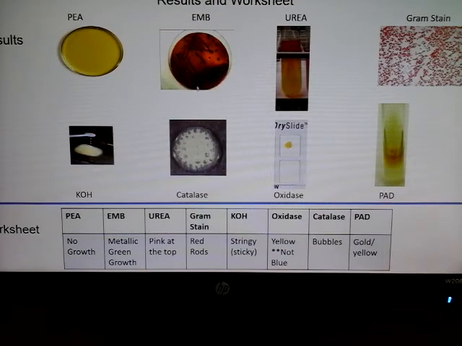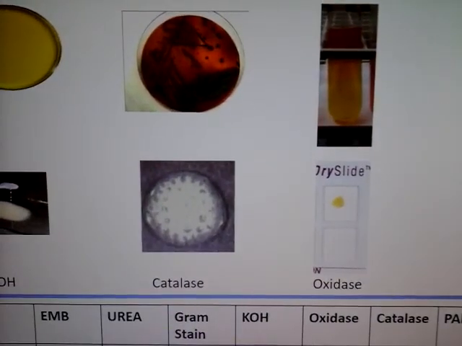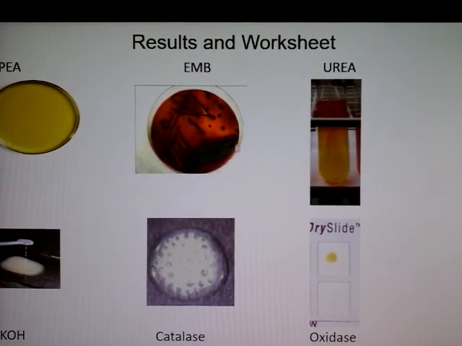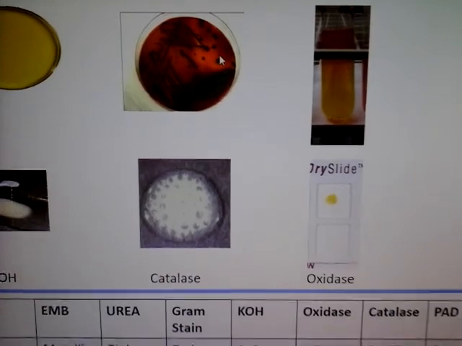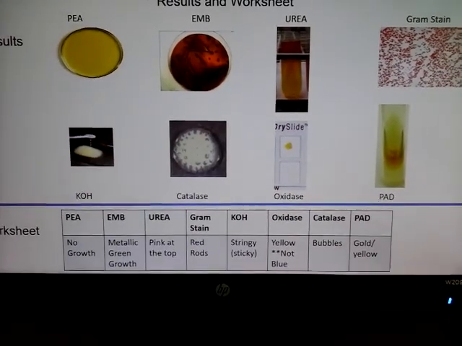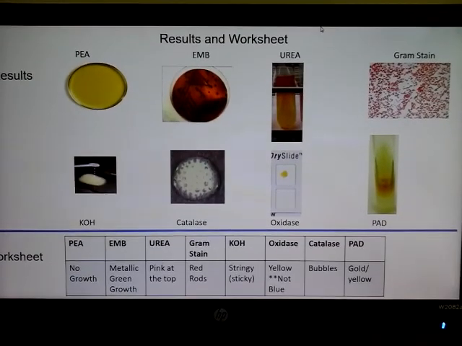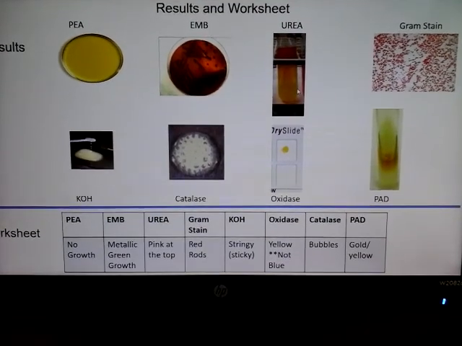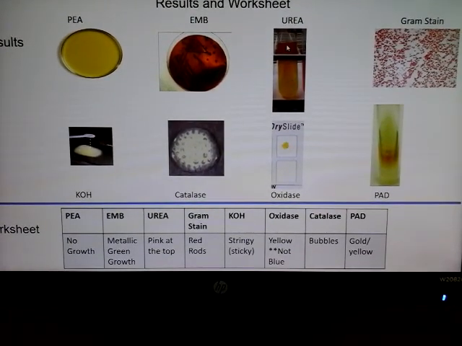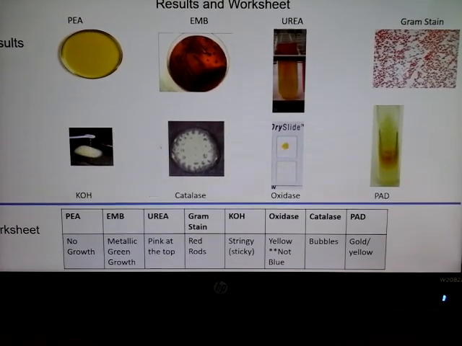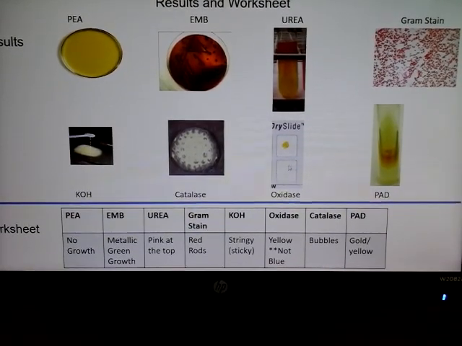This doesn't show too well in this, unfortunately, but for the EMB, if I can zero in a little bit on that, it's actually a green metallic color. It's just not showing up too good on here, but it's a green metallic color. And then for the urea, and I'll be uploading this PowerPoint for you guys to take a look at, so you'll see the colors better, the urea is just pink at the top. Gram stain, those are actually red rods. For KOH, it's sticky. There's like this little bit of a line here. Catalase, bubbles.